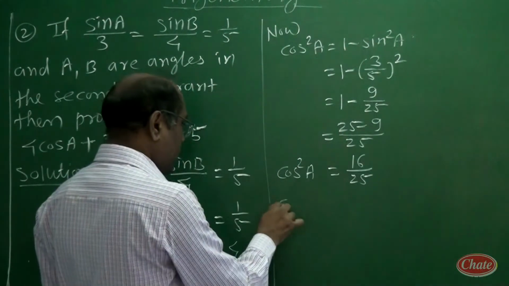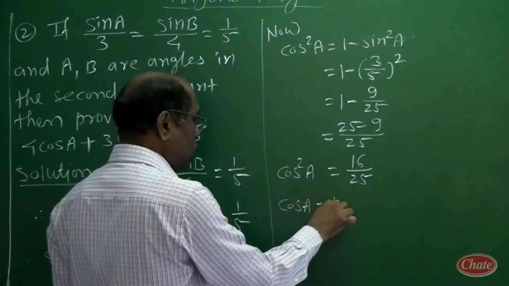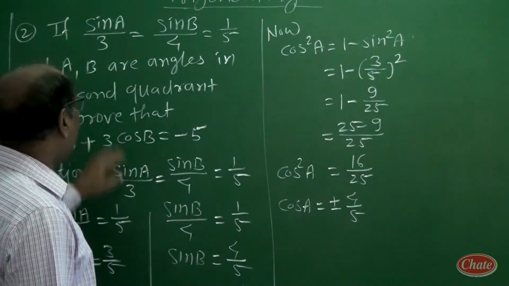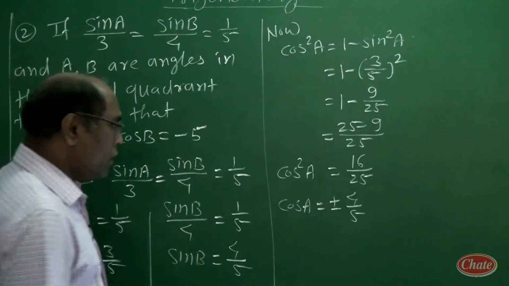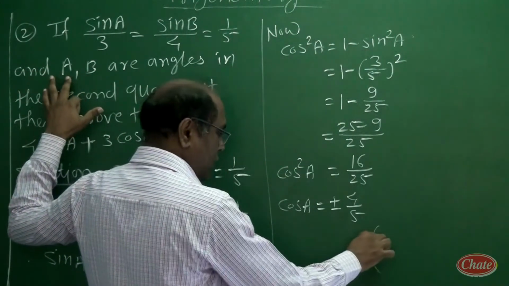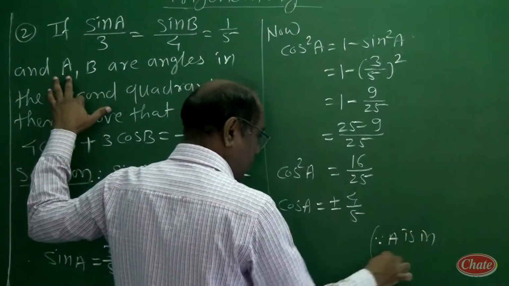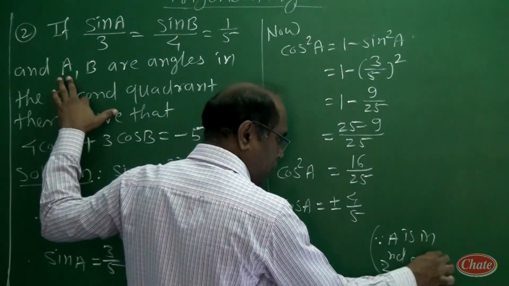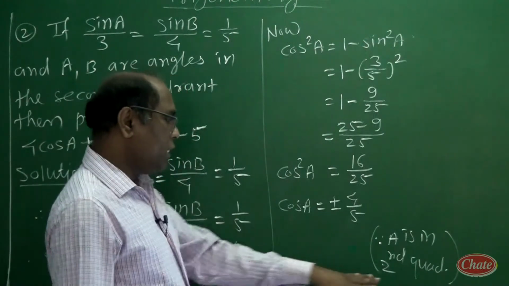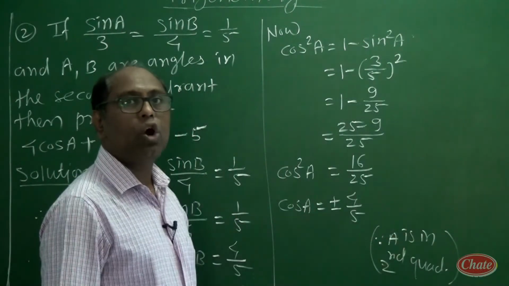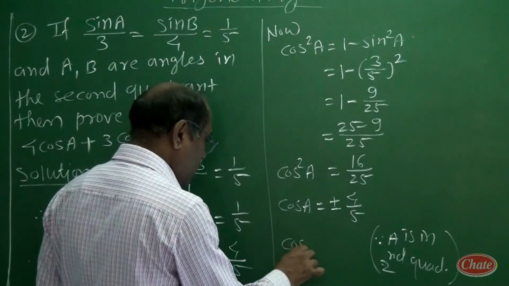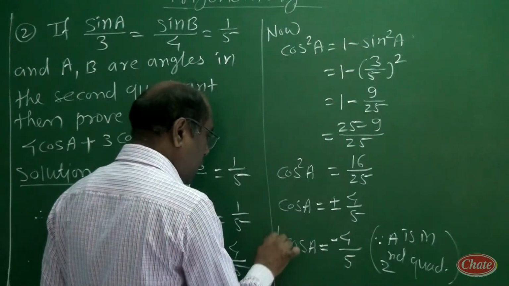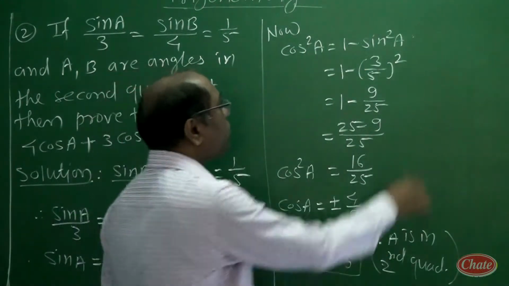So what is cos A? Therefore cos A is equal to plus or minus 4 by 5. But here angle A is given in the second quadrant. Since A lies in the second quadrant, and in the second quadrant cos is negative, what we get here? Cos A is equal to minus 4 by 5.